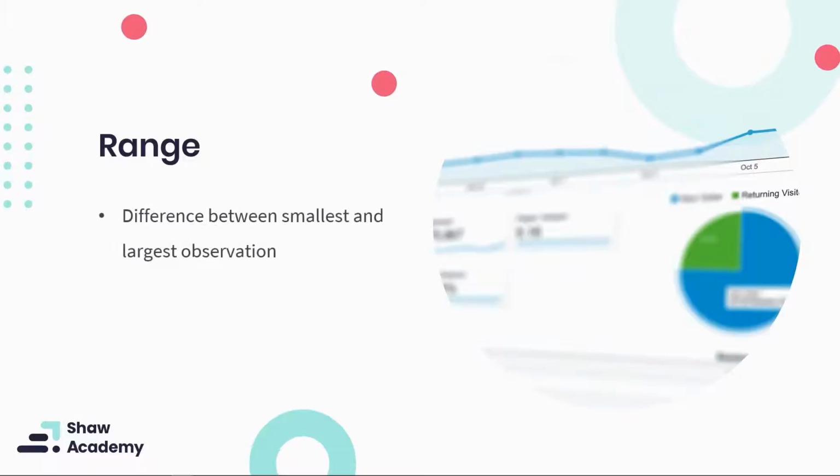The range is the difference between the maximum and minimum value of the data set. In other words, the range is the maximum value minus the minimum value.